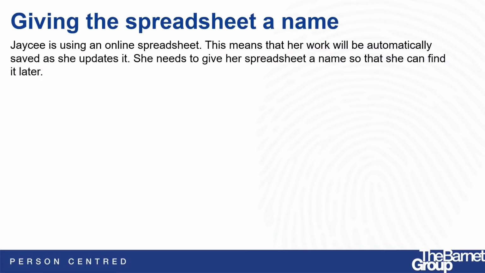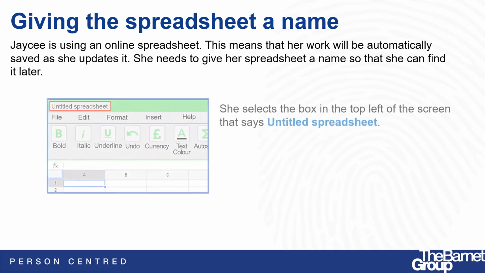Giving the spreadsheet a name. JC is using an online spreadsheet. This means that her work will be automatically saved as she updates it. She needs to give her spreadsheet a name so that she can find it later.